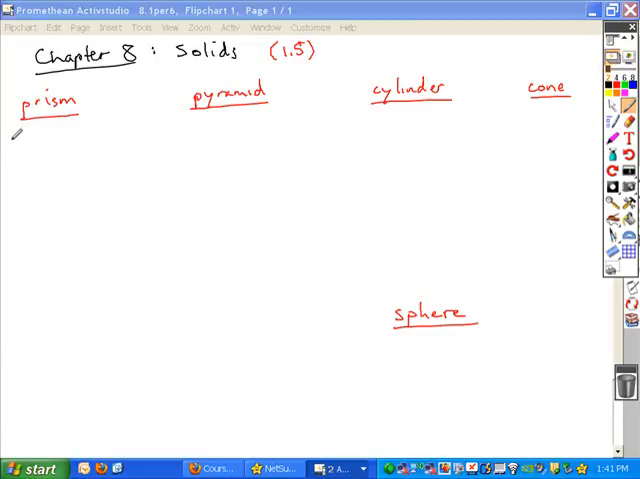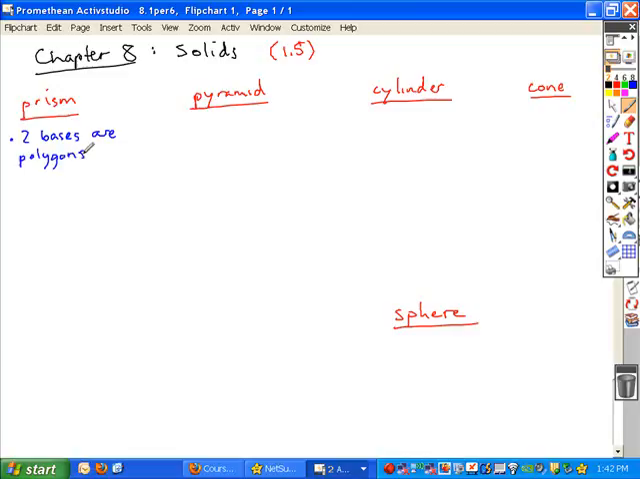Okay, so a prism has how many bases? And what shape are the bases? What type of shape? Can they have curved surfaces? Do you remember what type of figure has no curved surface? Okay, so the bases are polygons. And not only are they polygons, but they are parallel and congruent polygons.